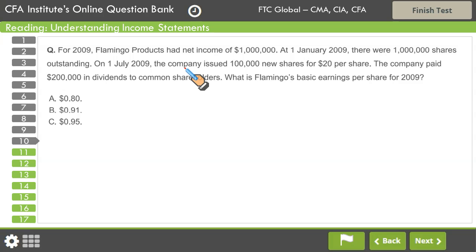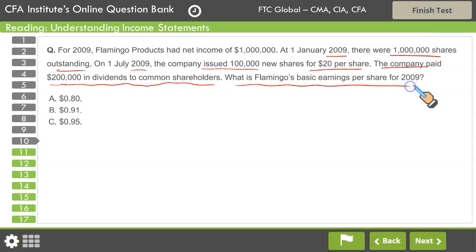Next, for 2009, Flamingo Products had net income of 1 million. At 1st January 2009, there were 1 million shares outstanding. On 1st July 2009, the company issued 100,000 new shares for 20 per share. The company paid 200,000 in dividends to common shareholders. What is Flamingo's basic earnings per share for 2009?